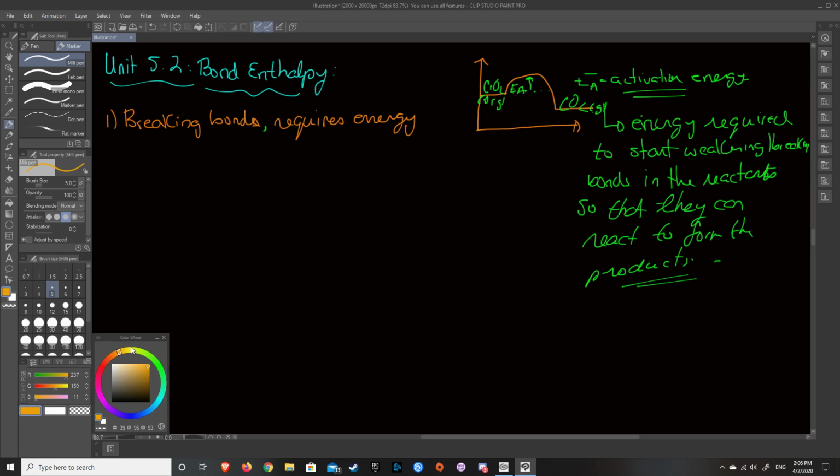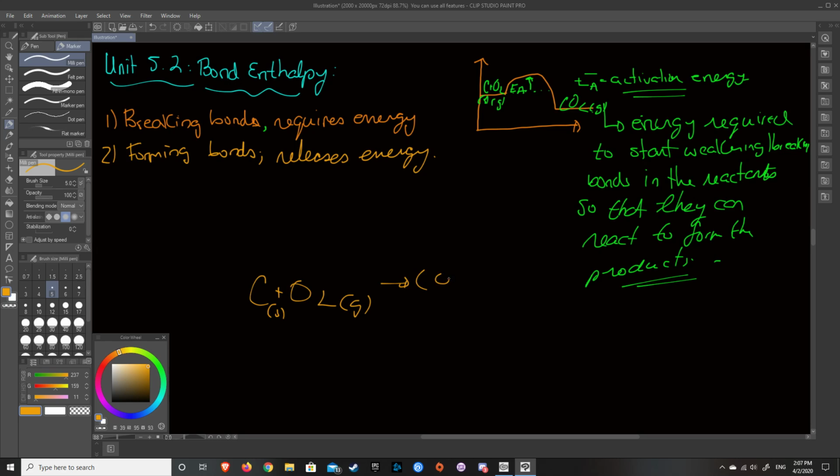Okay, and then let's cover that in the opposite way. From the other side, forming bonds releases energy. If we do that exact same example, carbon plus oxygen reacts to form CO2 gas, our activation energy is going to be breaking this apart into our carbon solid plus two free oxygen atoms in the gaseous state.